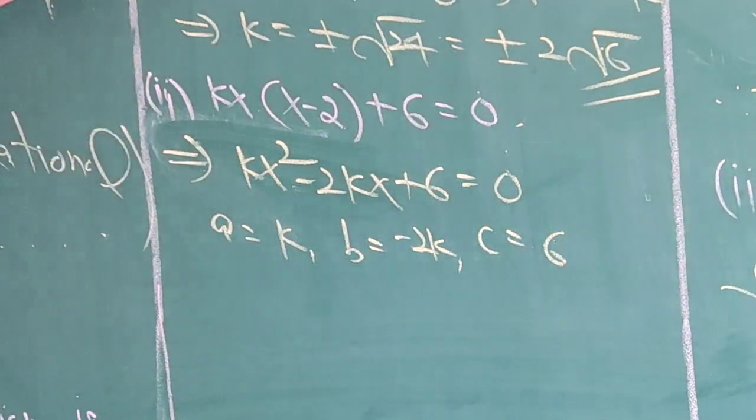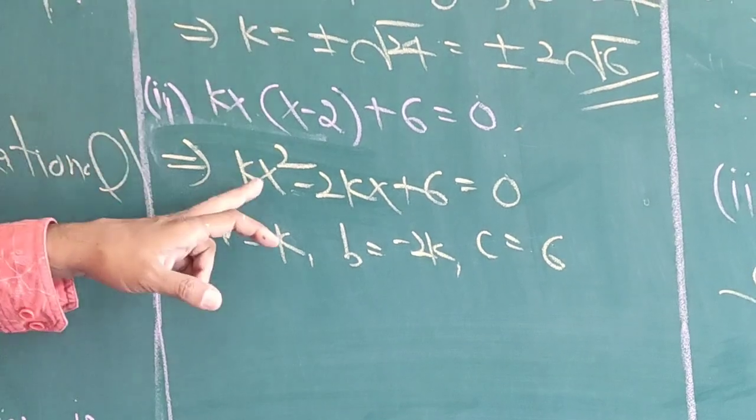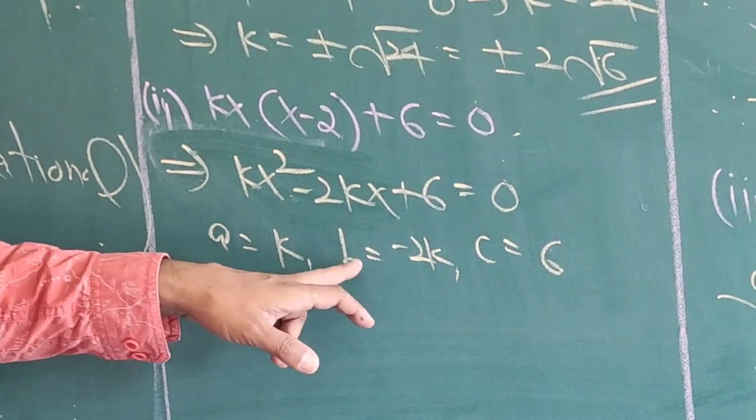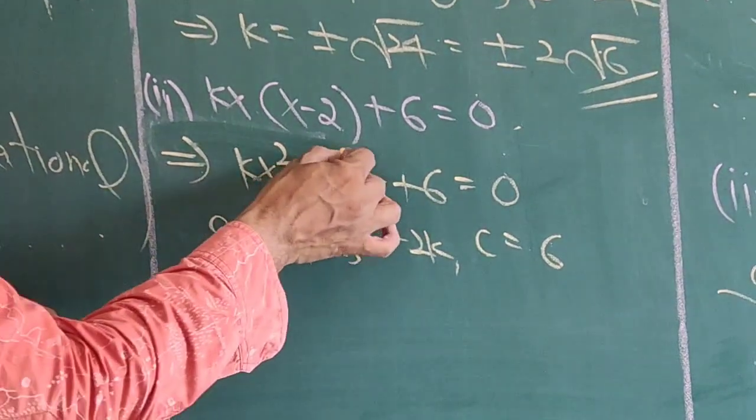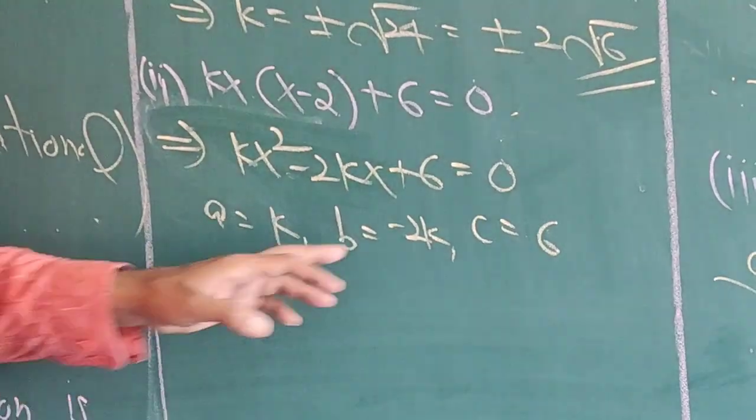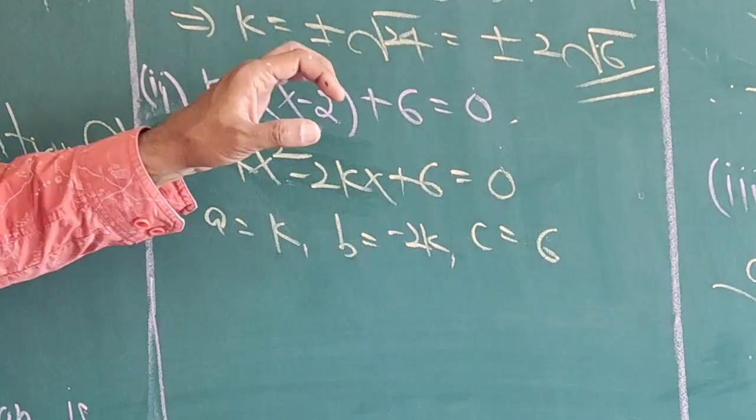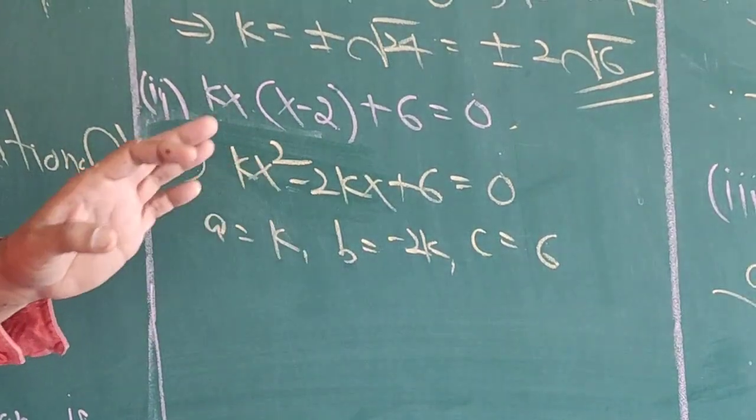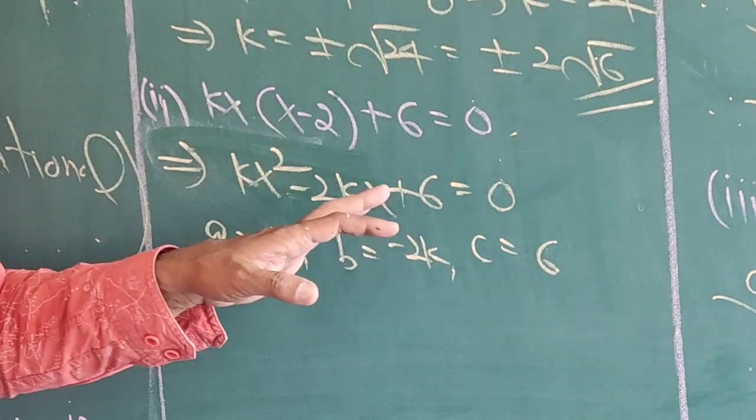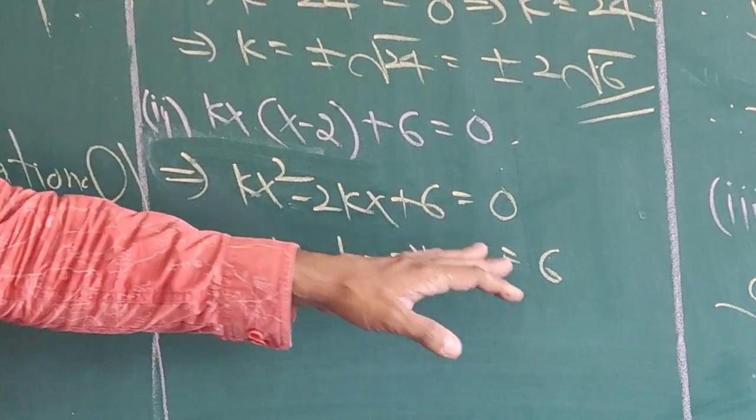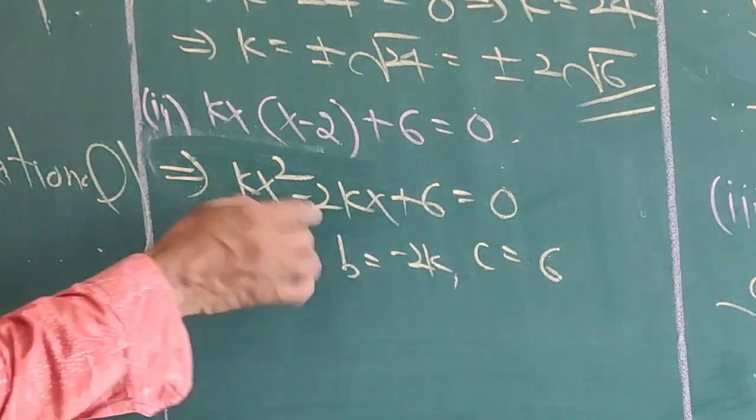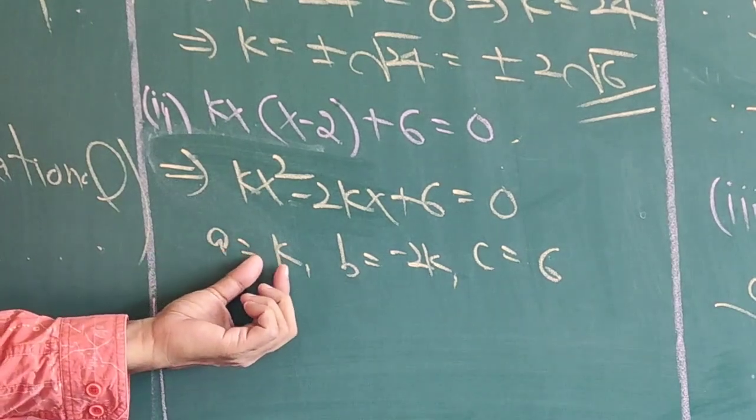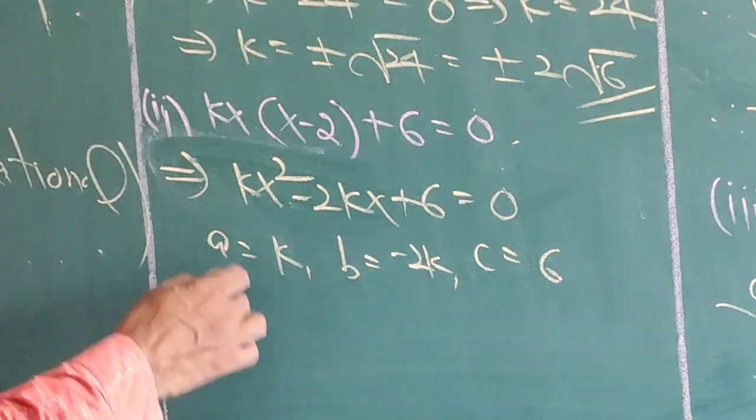Because the meaning of a is the coefficient of x² and here it is k, and the meaning of b is the coefficient of x and that is here −2k, and c means the constant term, that term which is not present with x or which is independent of the variable, and that here is 6. So a is k, b is −2k, and c is 6.